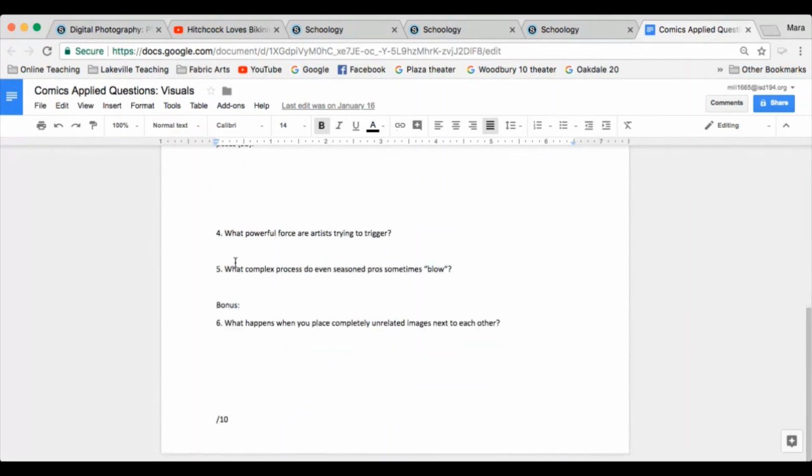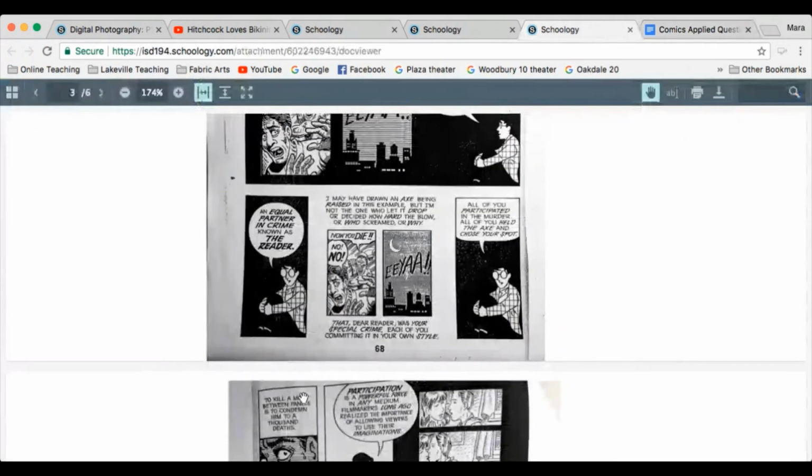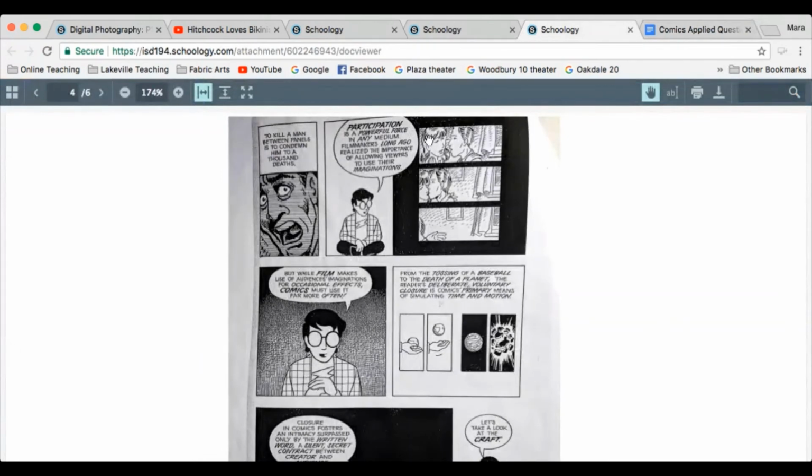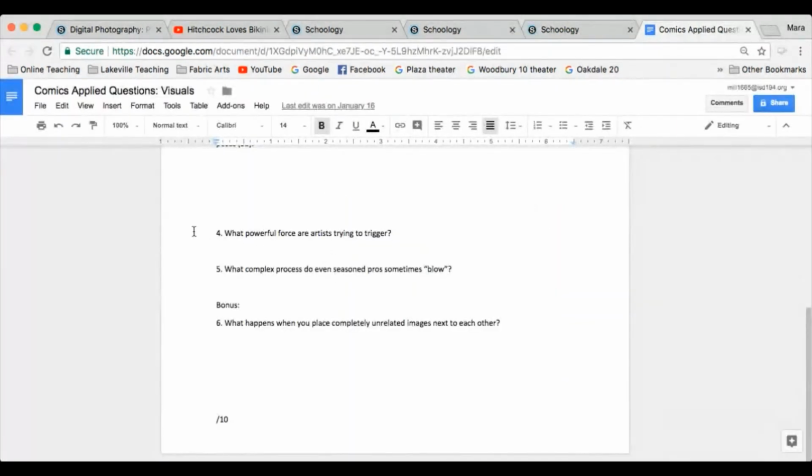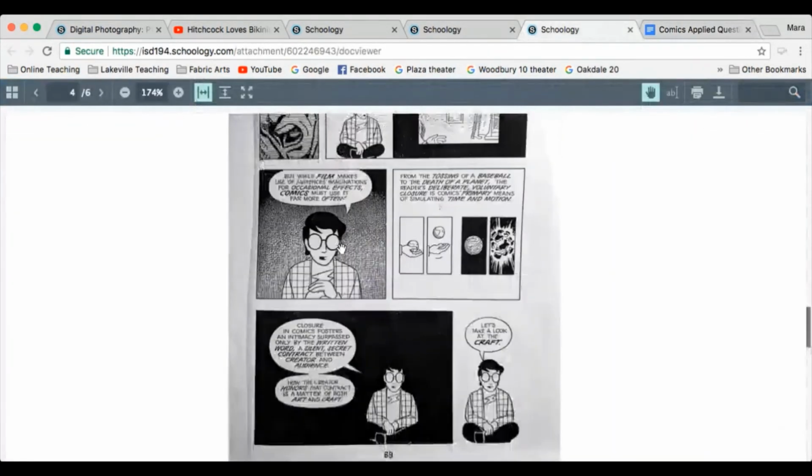Then we have 2 more questions on page 4 and page 5. So page 4, participation is the powerful force. So that's our bolded word there, participation, powerful force. So what powerful force? Participation. And then what complex process do even seasoned pros sometimes blow?